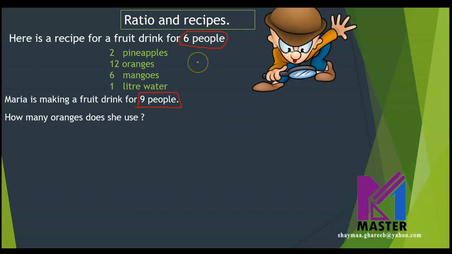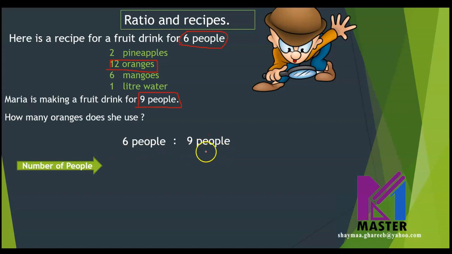In a 6 people drink, she used 12 oranges. So we need to know the number of oranges when she serves a drink for 9 people. For this question, I will write the ratio between the 2 different numbers of people that I have. I have 6 people and 9 people. Then the ratio of the people will be 6 to 9. In the 6 people recipe, we used 12 oranges. So I will write number 12 under the 6 people.